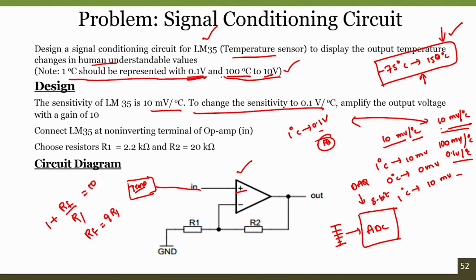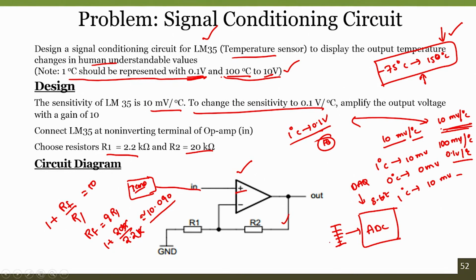So, to get a gain with the resistances available in the market, we have considered R1 as 2.2 K and R2 as 20 K. That becomes 1 plus 20 K divided by 2.2 K, which is 10.09, close to 10. So, this can be used to convert 10 millivolt per degree centigrade to 0.1 volt, a simple signal conditioning circuit.